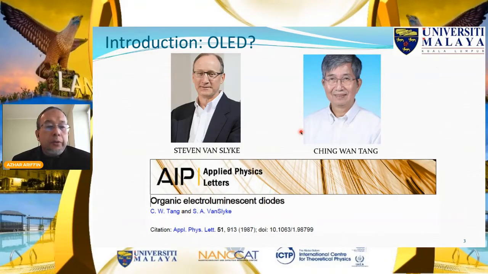This OLED research first came to the attention of researchers in 1987 when these two guys, Steven Wenzlich and Ching Wan Tang, published an article in Applied Physics Letters under the title Organic Electroluminescence Diode. Since then, a lot of research has been conducted, but only 10 years later, in 1997, the first OLED display was introduced to the market by a company called Pioneer. And then in 2003, if I'm not mistaken, the first digital camera using an OLED display was introduced to the market.